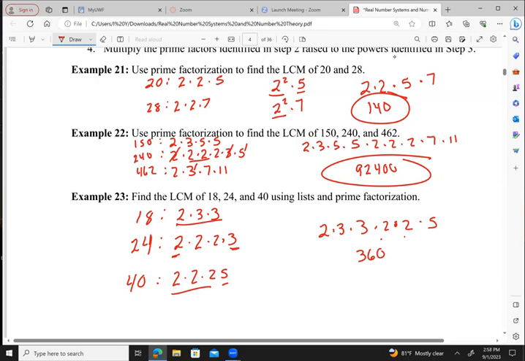Now you could check this too. What is 360 divided by 18? Well, it's 20, so it works out even. And 360 divided by 24, well, that's 15, and it works out even. And 360 divided by 40, well, that's 9, so it works out even. So this is what I'm looking for.